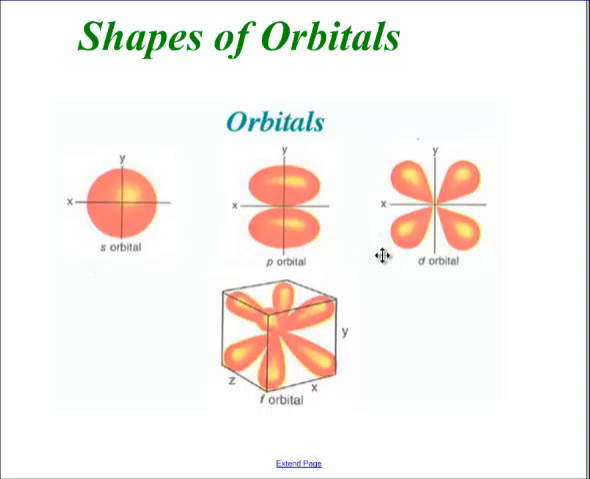Now, after we get past s and p orbitals, the actual shapes of the d and the f orbitals get really complicated, and we're not going to worry about what shapes those are. But you do need to know that s orbitals are spherical and the p orbitals are dumbbell shaped. You also need to remember that, again, this is not a solid area, but rather a region of probability of where we could find the electrons.